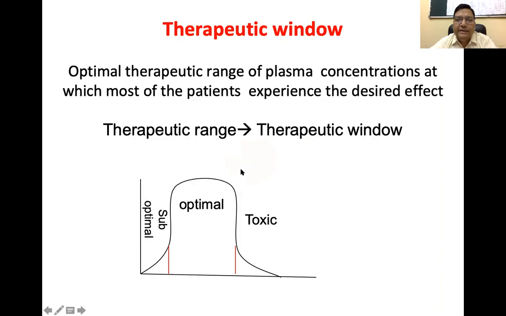The therapeutic index is commonly used interchangeably with the therapeutic range, and it is the optimal therapeutic range of the plasma concentration of a drug at which most patients experience the desired effect. So if a drug is being used within the therapeutic window, that means the drug is safer.